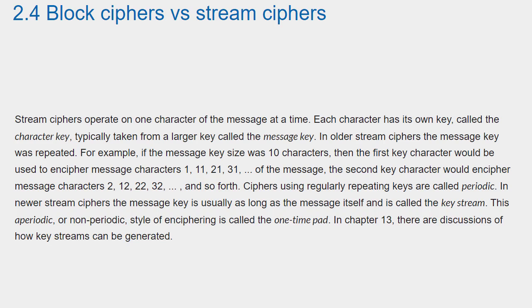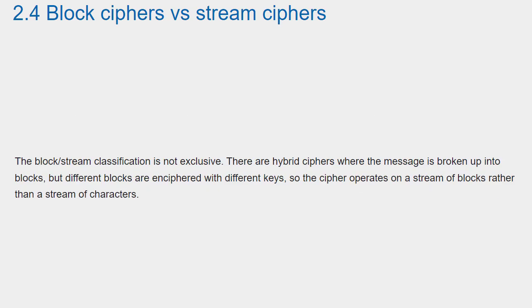Ciphers using regularly repeating keys are called periodic. In newer stream ciphers, the message key is usually as long as the message itself and is called the key stream. This aperiodic or non-periodic style of enciphering is called the one-time pad. In Chapter 13, there are discussions of how key streams can be generated.